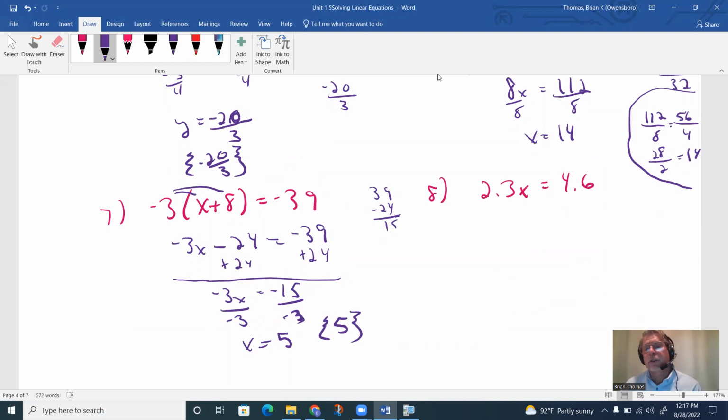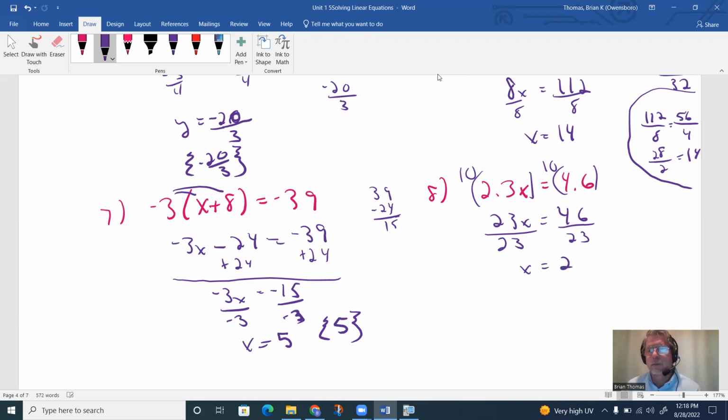So if I have 2.3x equals 4.6, notice I can multiply each side of the equation by 10. By doing so, that will actually make the decimal slide one place to the right. So this becomes 23x equals 46. Now, if I divide both sides by the coefficient, divide by 23, divide by 23, we get x equals, looks like 2 23s would be 46. So 2 would be my solution to that problem.